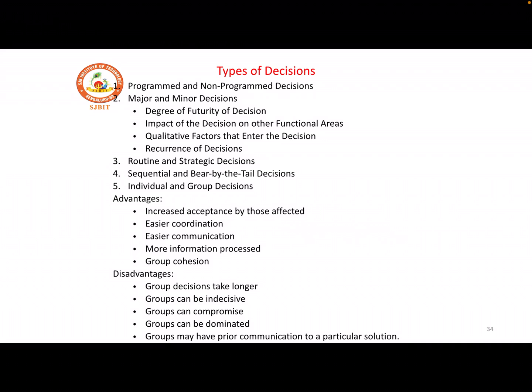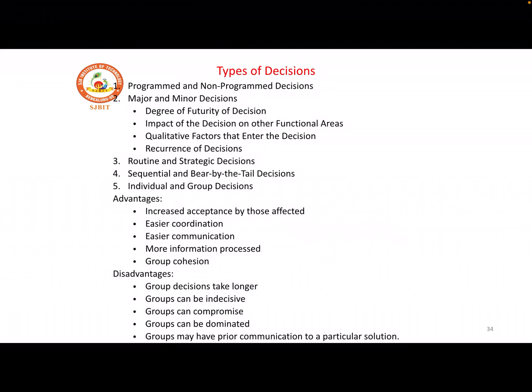Degree of futurity of decision, impact of the decision on other functional areas. Qualitative factors that enter the decision, recurrence of decision. Routine and strategic decisions. Sometimes routine decisions you need to take. Tomorrow is a festival, so you should declare a holiday. You need to take that decision. Tomorrow is a bandh, then you need to decide whether to close your organization or open it. Individual and group decisions.